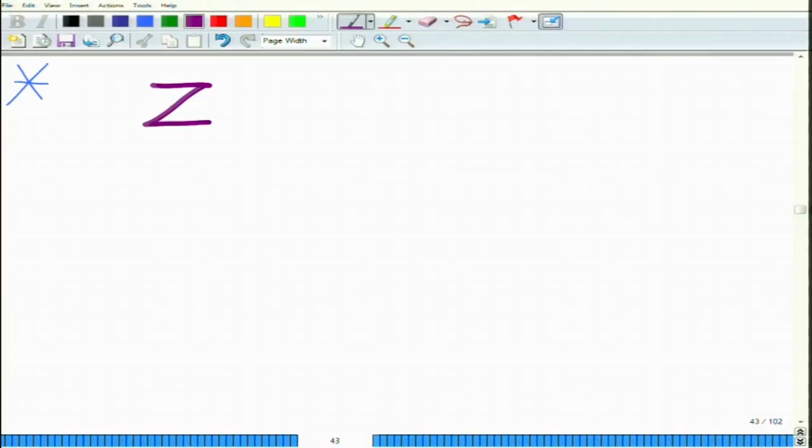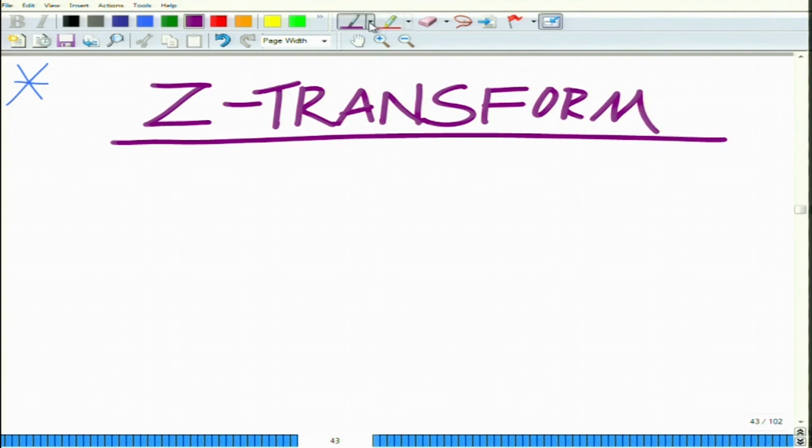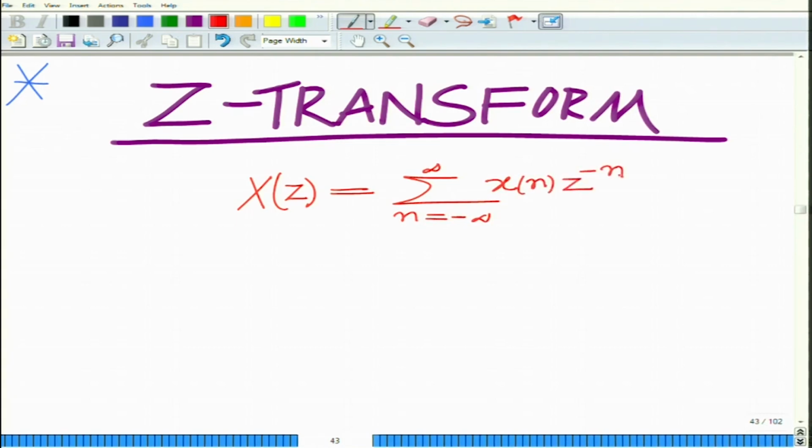So, let us continue our discussion on this very important transform for discrete time signals and systems termed the Z transform. Remember, we have already seen the definition of the Z transform. X of z equals summation n equals minus infinity to infinity x of n z raised to minus n, and the ROC, the region of convergence of the Z transform, is the values of z for which this possibly infinite summation converges.